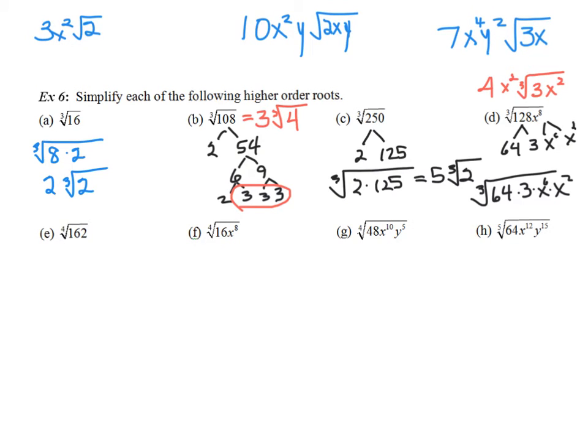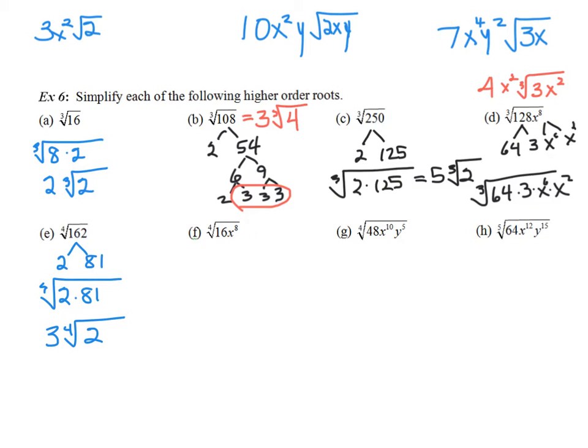For the next examples, we're looking at even higher roots. The 4th root. So 162, I know that that's 2 times 81. Do you recognize that 81 is a 4th power? So 81 would be 3 to the 4th. So the 4th root of 81 would be 3. And I'm left with the 4th root of 2 underneath the radical sign.